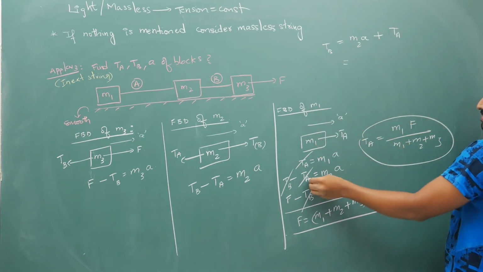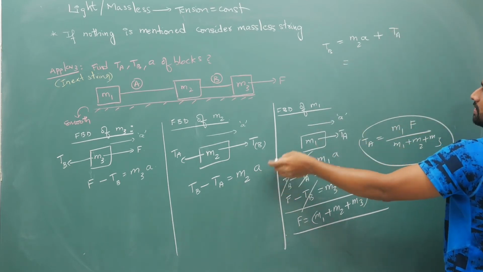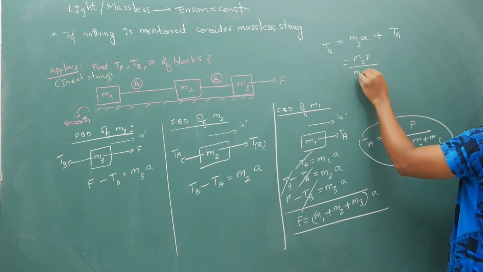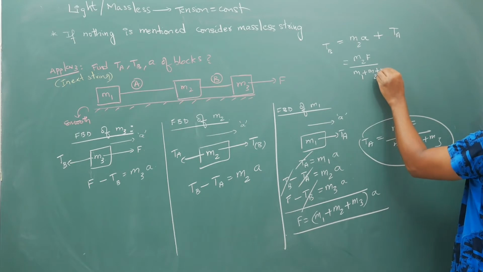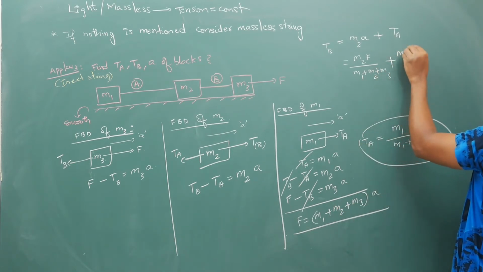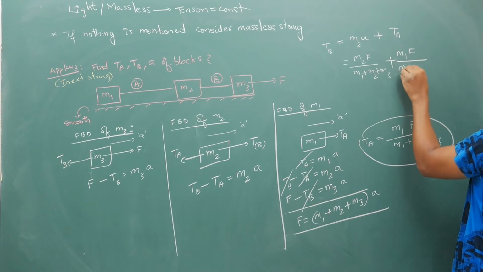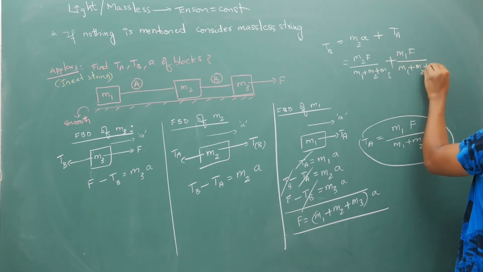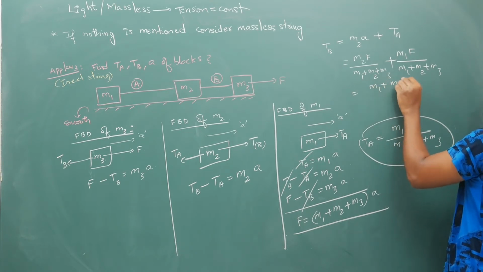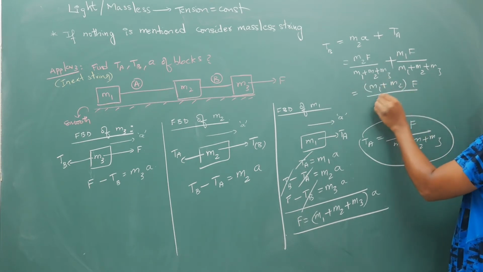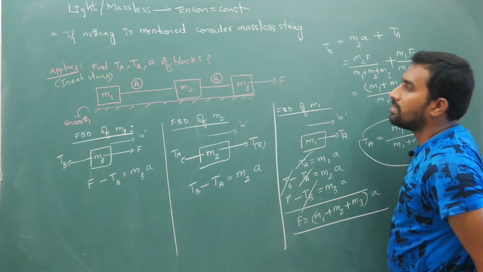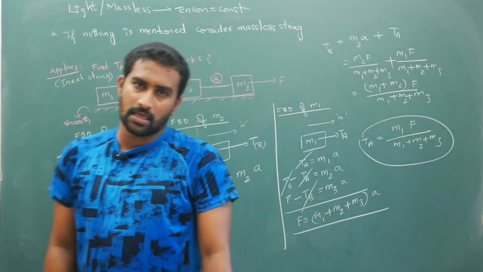So from the FBD of this I am writing it. You are going to get M2 F by M1 plus M2 plus M3 plus TA, which is M1 into F by M1 plus M2 plus M3. So you get M1 plus M2 into F by M1 plus M2 plus M3. Similarly, substitute into the other equation to get the acceleration in this case.